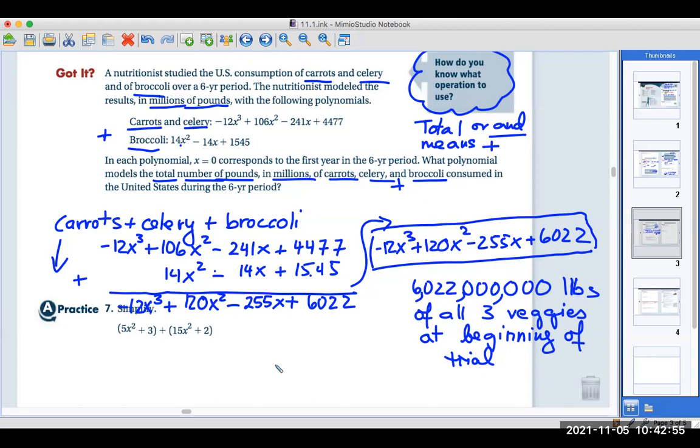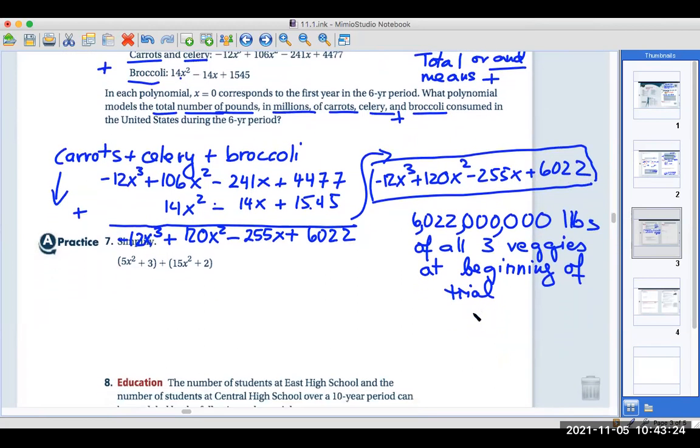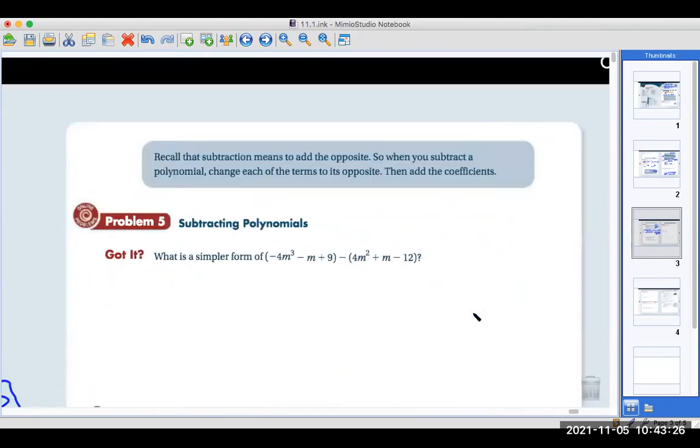Yes, in a year. No, that's not clear if it's per year or per 6 years, because it says over a 6-year period. Sometimes it's not quite clear. But anyways, our answer is the part that I boxed here, okay? I just wanted you to look at that last number and know what it means. And then we're going to the next page.